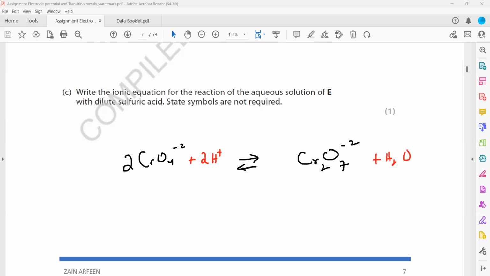Is this one clear? It is a conversion of the solution E to F, like the ionic equation for the reaction of an aqueous solution of E with sulfuric acid. So E was converted into F. And this was actually yellow in color, and this is orange in color.